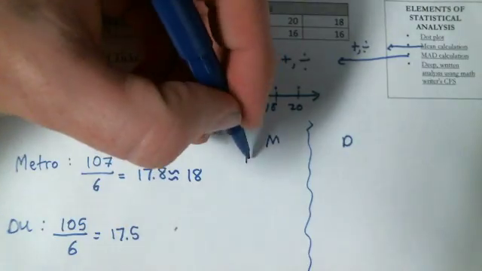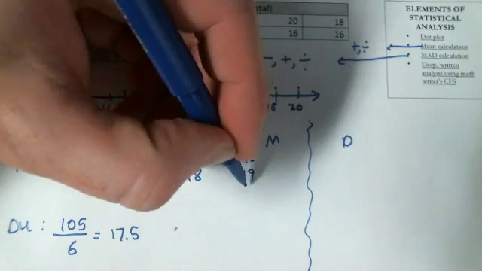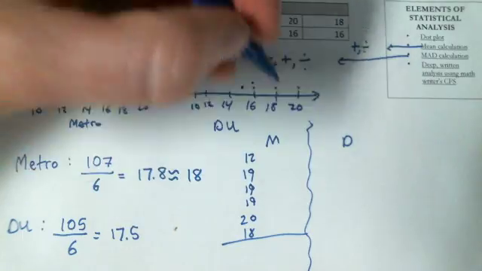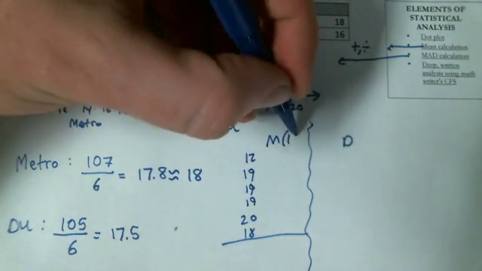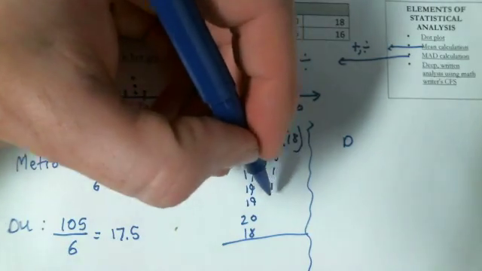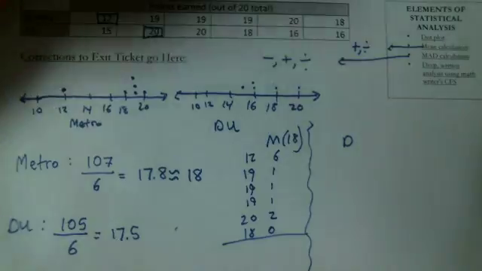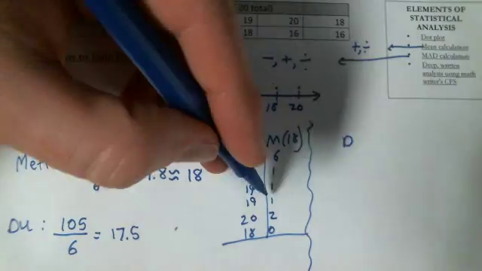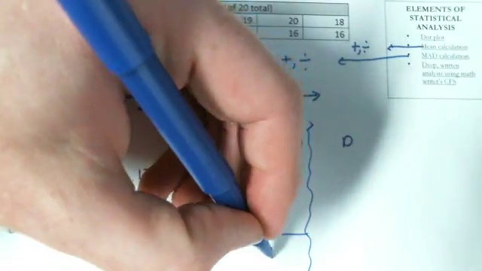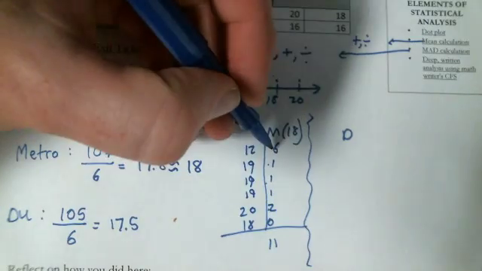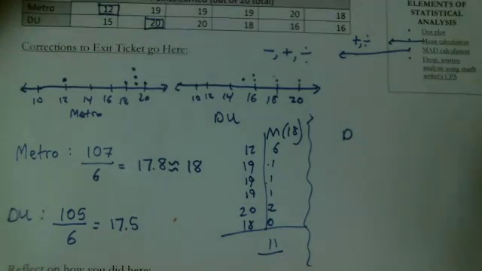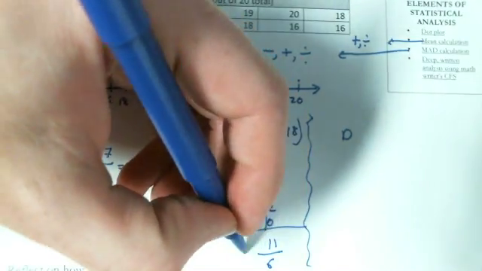So for Metro, I've got 12, 19, 19, 19, 20, and 18. So knowing this, how far away is each of these? Metro is 18. How far away is each from 18? Well, I have 6. I have 1, 1, and 1, 2, and nothing. So how did I get those? I was subtracting them from 18 in my head. So I have 1, 2, 3, 4, 5, add 6, that's 11. Maybe add it a different way just to check. 6 plus 1 is 7, add 1 is 8, add 1 is 9, add 2 is 11. Gonna divide it by 6. That will give me my MAD here.